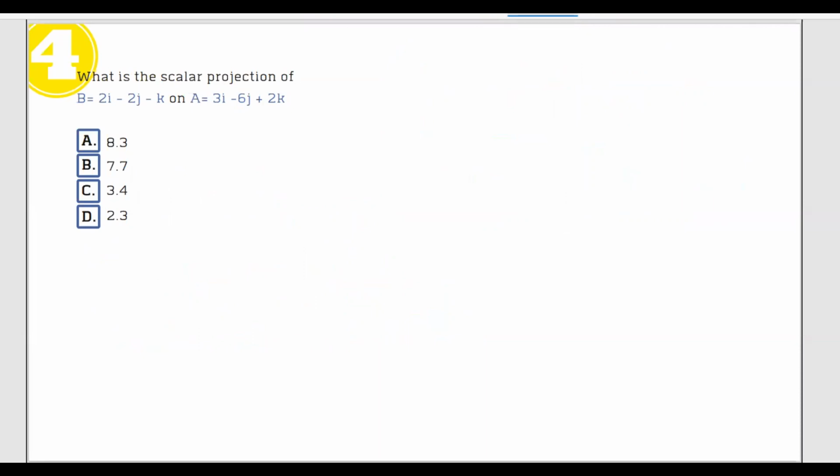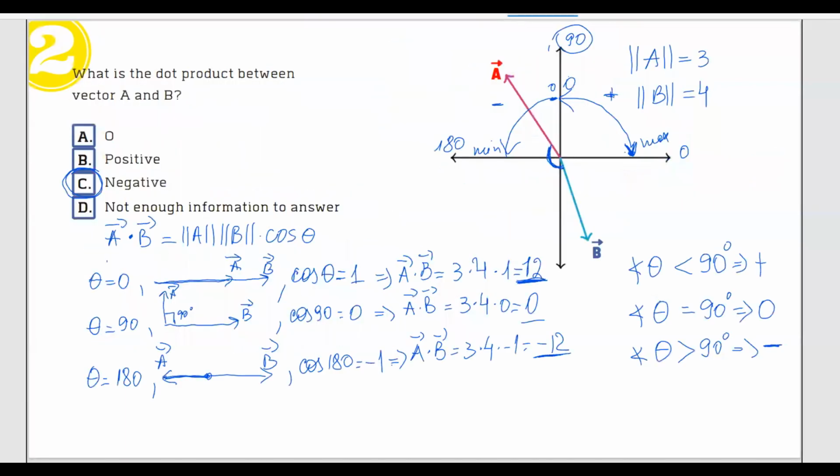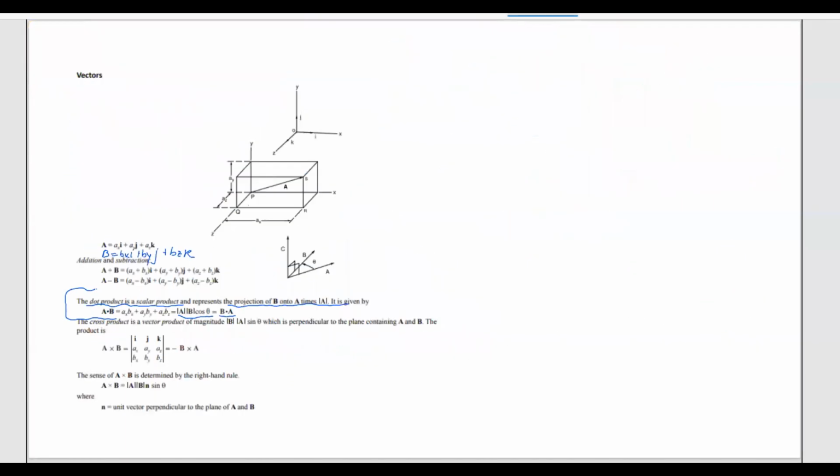The problem number 4, what is the scalar projection of B on A? And remember when we looked at the information on vectors, they were telling us that the dot product represents the projection of B onto A times the magnitude of A. Let's see what that means.